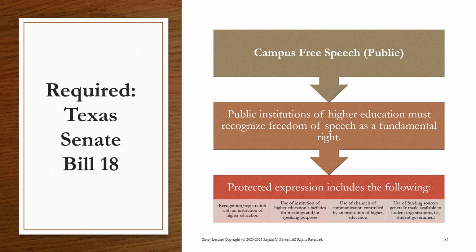So campus free speech, which is public. Public institutions of higher education must recognize freedom of speech as a fundamental right. Protected expression includes the following. So this is kind of small, but hopefully you can read it. Recognition, registration with an institution of higher education. Use of institution of higher education's facilities for meetings and or speaking purposes. Use of channels of communication controlled by an institution of higher education, and the use of funding sources generally made available to student organizations and student government. So this is essentially how public institutions are required to recognize freedom of speech as a fundamental right.